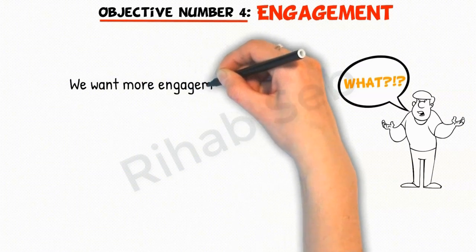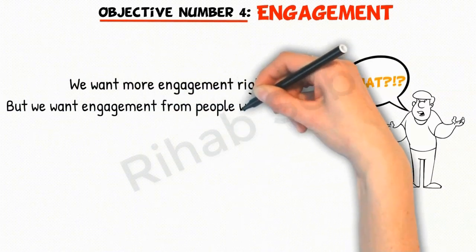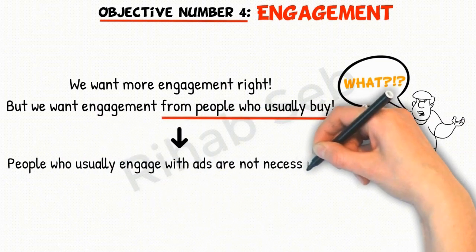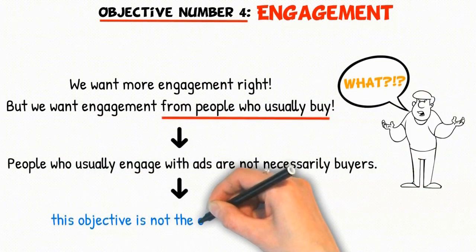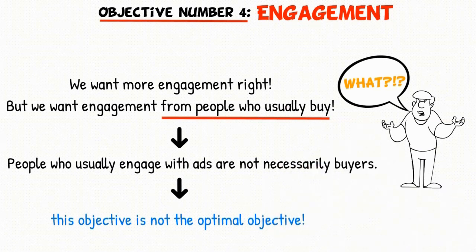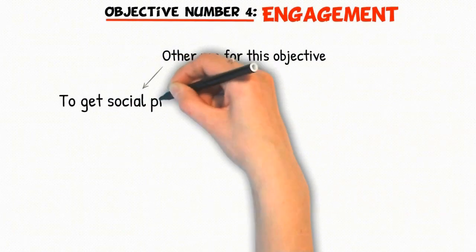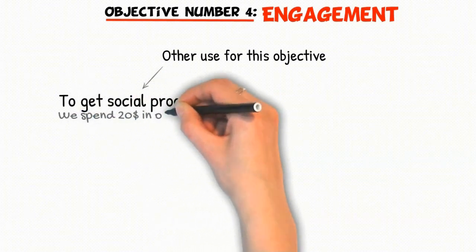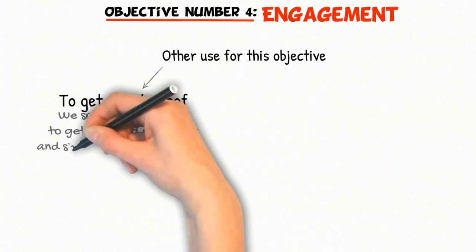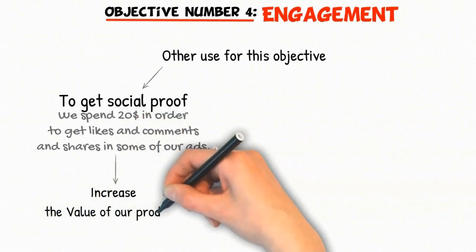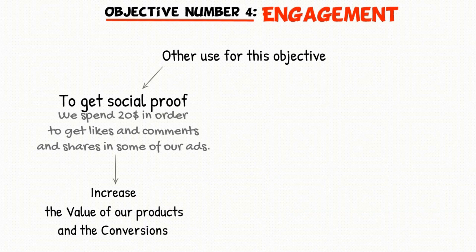We want more engagement, right? But we want engagement from people who usually buy. People who usually engage with ads are not necessarily buyers. So this objective is not the optimal objective, and it will not bring you massive sales. However, sometimes we use this objective in some of our campaigns. We use it when our objective is to get social proof. We spend $20 in order to get likes and comments and shares in some of our ads, because we know that social proof will definitely increase the value of our products and increase conversions.